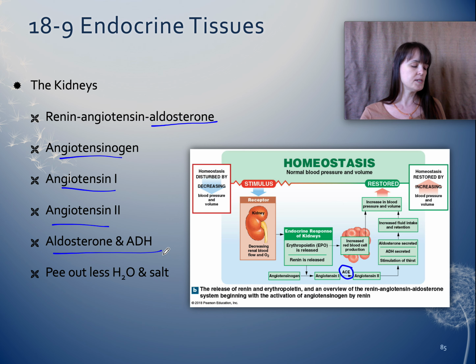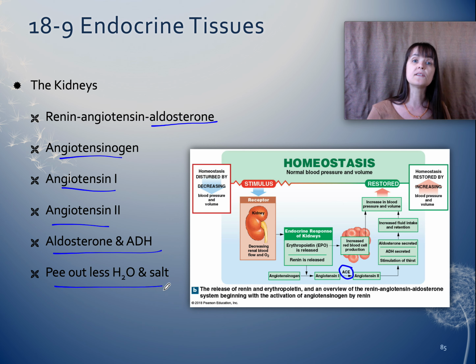Aldosterone, as a review, is from the zona glomerulosa and causes the kidneys to retain both sodium and water. ADH is from the posterior pituitary gland. It's made in the hypothalamus, released at the postpit, the neurohypophysis. And it causes the kidneys to retain water. So you pee out less water and less salt, which increases your blood volume, which increases your blood pressure.